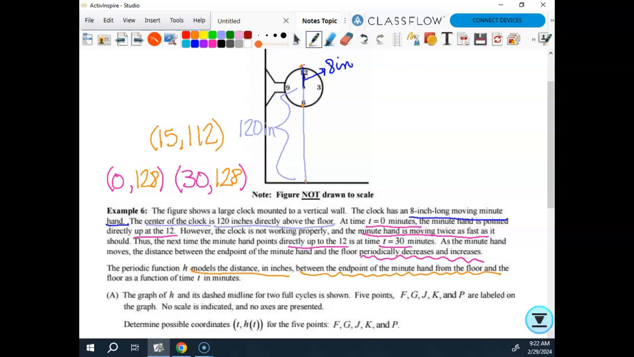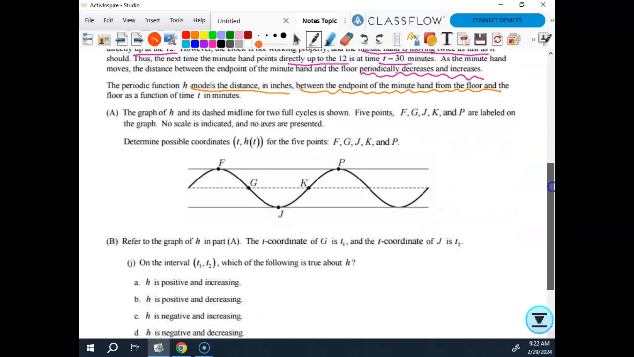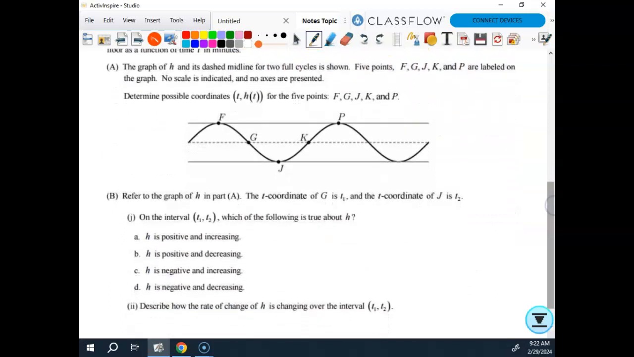Okay. So now, let me scroll some. It says the graph of h and its dashed midline. Midline is a term that you are not familiar with yet, and that is okay. We're going to get there, but it's just the dash, that's a midline. That's all you need. That's in the middle, right? For 2 full cycles is shown. The other ones that we had were very boxy type graphs because they were with line segments. This is with a curve. But I can see if I start here, I'm going to go through 1 full cycle till I get to here, and then go through another one, and that gives me 2 full cycles.